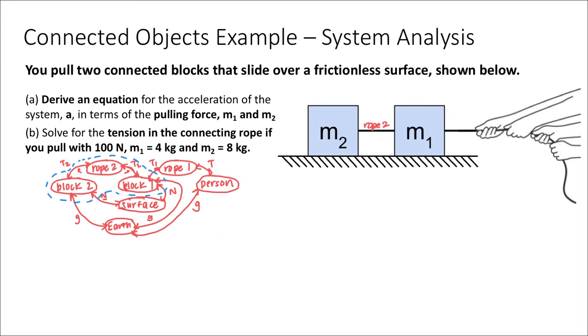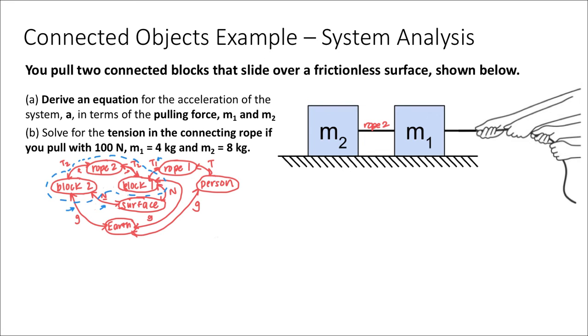And when we're solving problems about systems, we only are going to consider the external forces, or the arrows that cross the blue boundary, like this gravitational force from the Earth, or the normal force from the surface, or the pulling of rope 1, T1, on block 1. Those are what we call external forces.